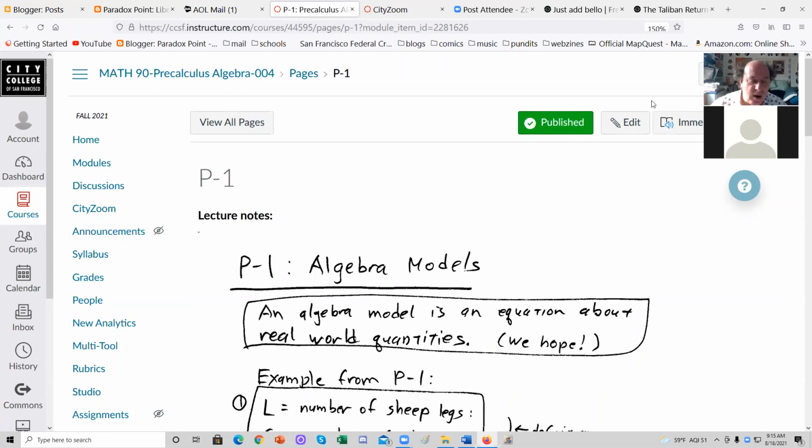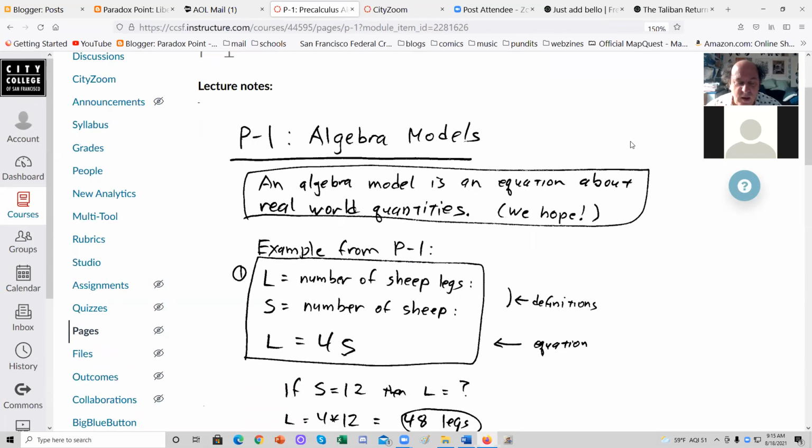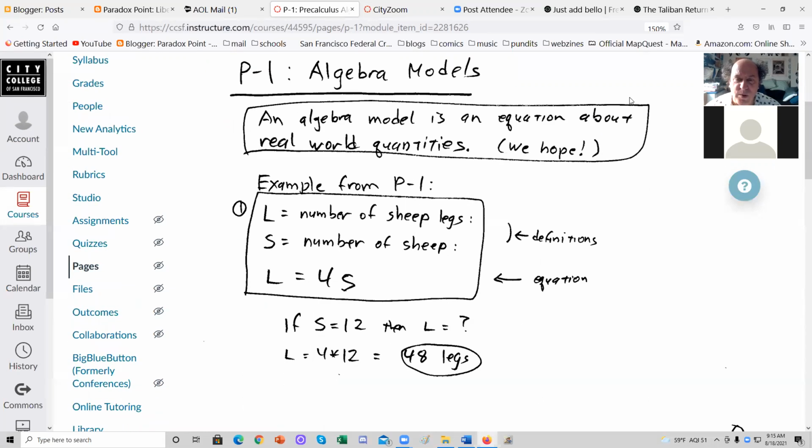All right, for today, we move on. Sections P1 and P2. P1 talks about models of algebra. Basically, it's just an equation about real-world quantities, I add, we hope. In other words, we hope that the equation is in fact an accurate one. We give names to various quantities, and then we write an equation relating those variables, and that's a model.